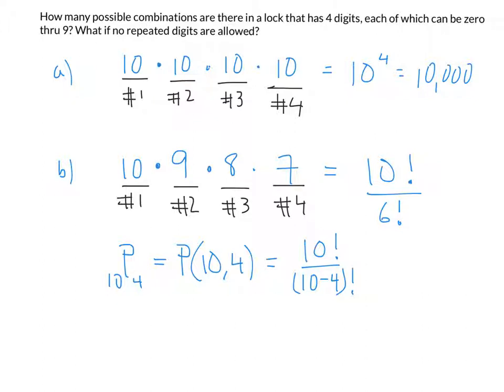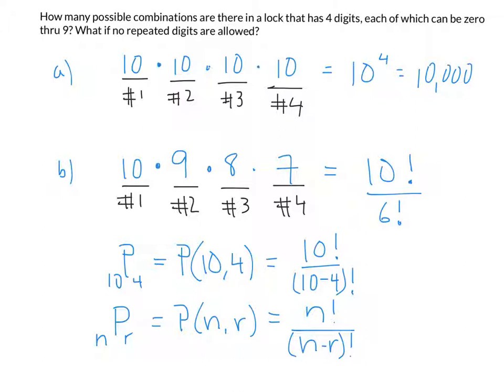So if we look at the general notation here, this is normally called nPr, or the permutation of n things taken r at a time, and that is n factorial over n minus r factorial. And you'll notice how that fits our pattern above.